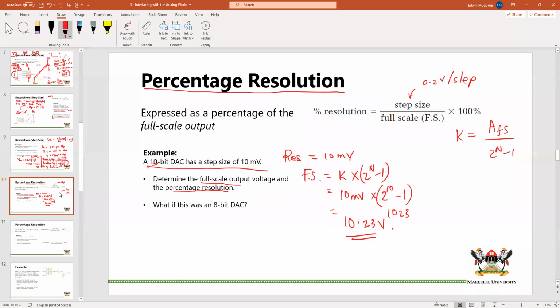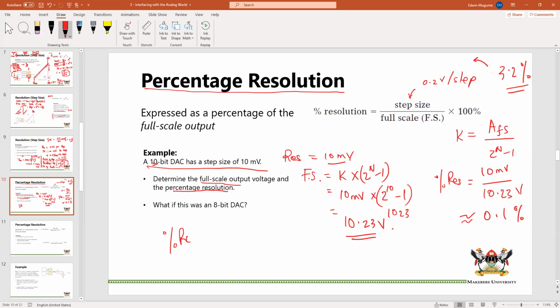Now, what is the percentage resolution? Percentage resolution is equal to our resolution, which is 10 millivolts over 10.23 volts, which is equivalent to 0.1%. Now, if you compare this scenario with the other one, which was 3.2%, that was a 5-bit DAC. For a 5-bit DAC, you have to make big jumps. For a 10-bit DAC, you are making very small jumps. Every time you jump only 0.1% of the distance towards the full scale.